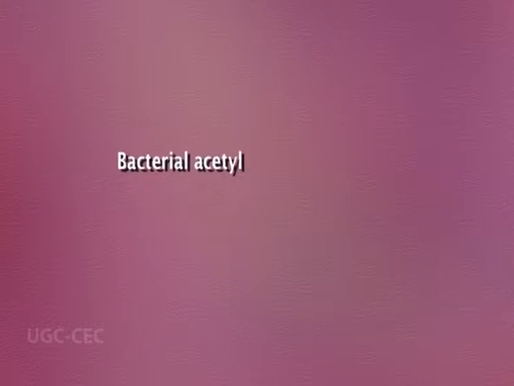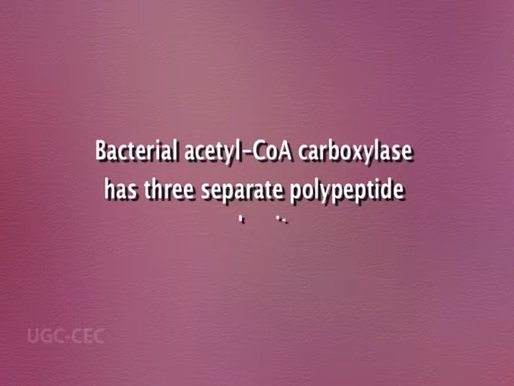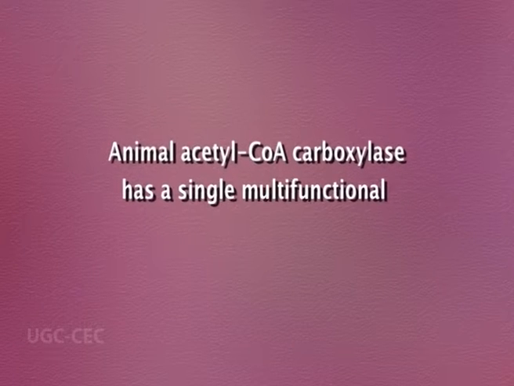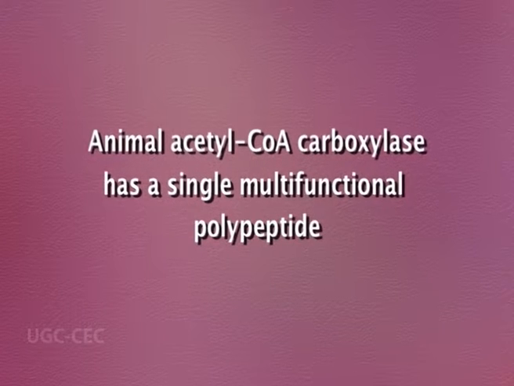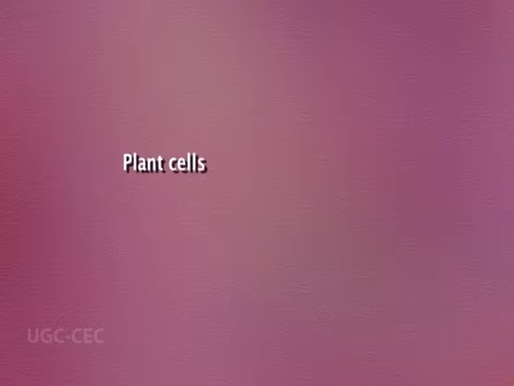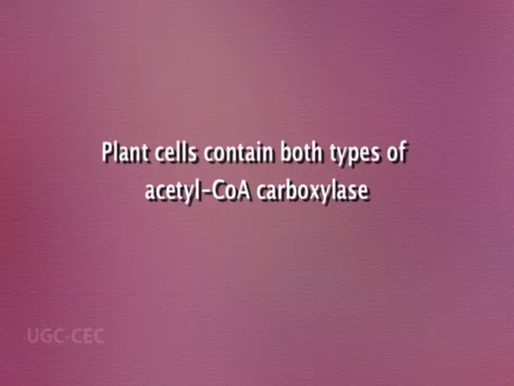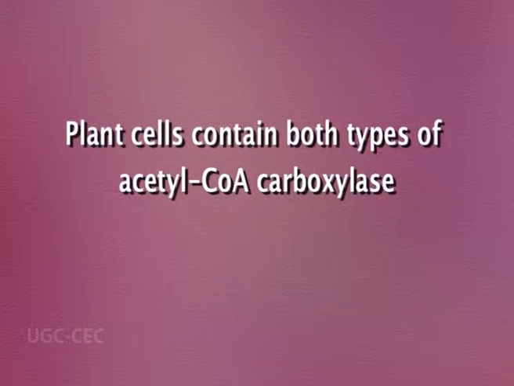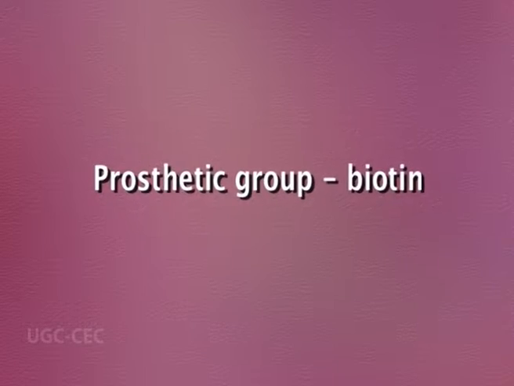This enzyme, acetyl coenzyme A carboxylase, is a multi-enzyme protein. For example, in bacteria, acetyl coenzyme A carboxylase has 3 separate polypeptide subunits. In animal cells, all these 3 activities are part of a single multifunctional polypeptide, while plant cells contain both types, the type found in bacteria as well as the type found in animal cells. However, it should be noted that in all cases, the enzyme prosthetic group is biotin.